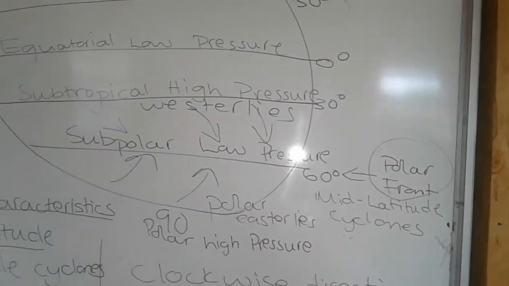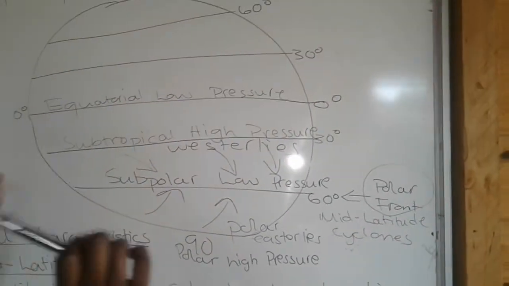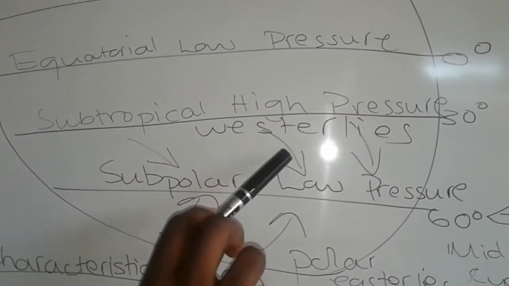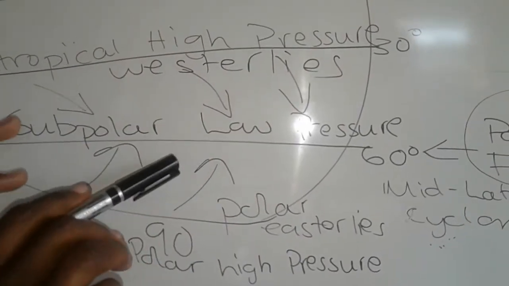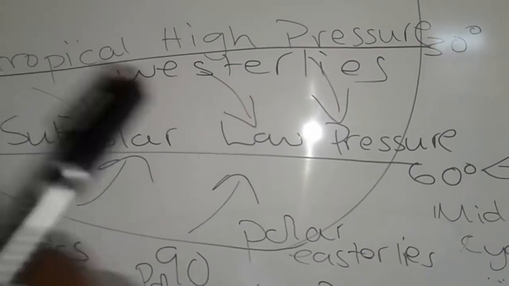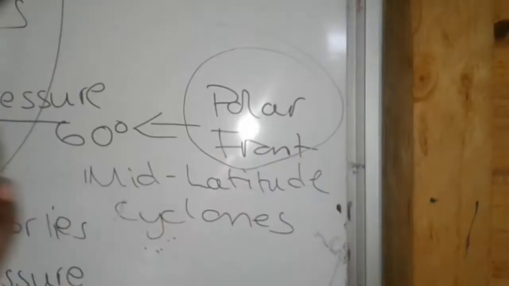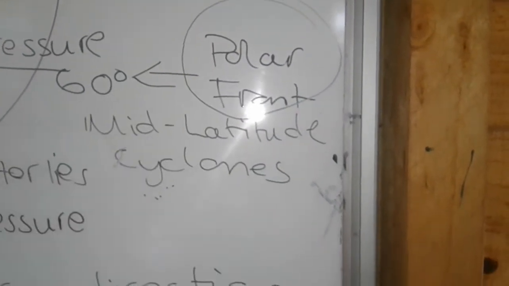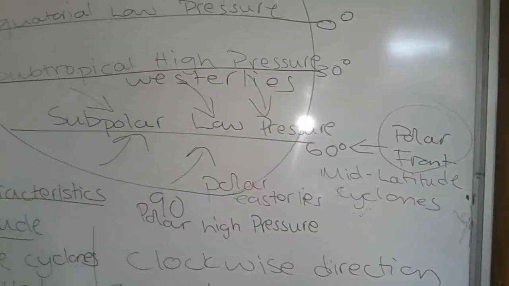So when we look at mid-latitude cyclones, these are centers of low pressure that occur at the subpolar low pressure. That's why I just highlighted the subpolar low pressure for you, where we have our westerlies meeting up with our polar easterlies there. When these polar easterlies meet up with the westerlies, they don't mix, and what do they form? They form what is called a polar front. And it is within this region where we have the mid-latitude cyclones occurring. Okay, so this is grade 11 linked up with grade 12.